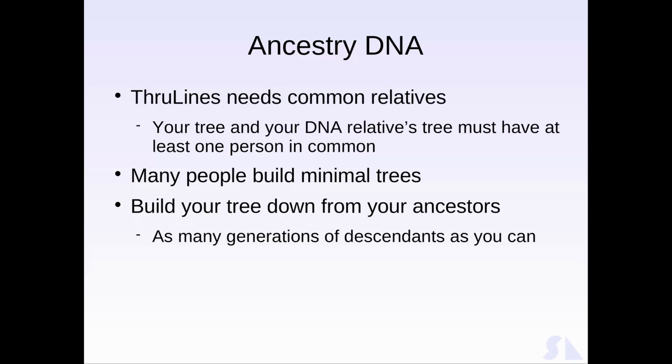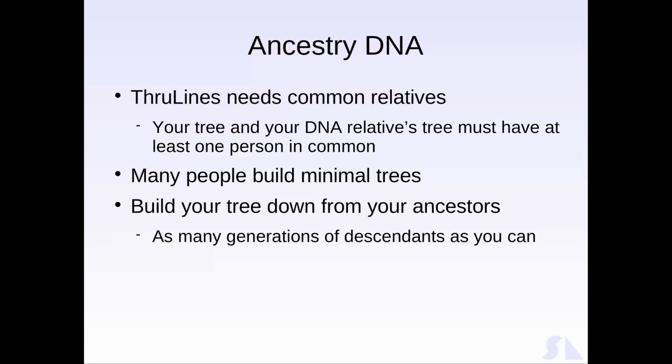The ThruLines needs a common ancestor in your tree and the other person's tree in order to do its job. Frequently, what I find is that I have a match on my DNA for some second cousin, third cousin, whatever, and I go look and, well, they didn't even bother to build a tree. They just took the test. Or they built a tree, they put in themselves, they put in their parents, and then they stopped. Maybe they put in their grandparents and then stopped. But they didn't really build a very big tree.